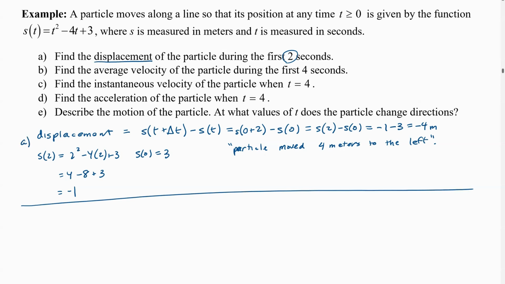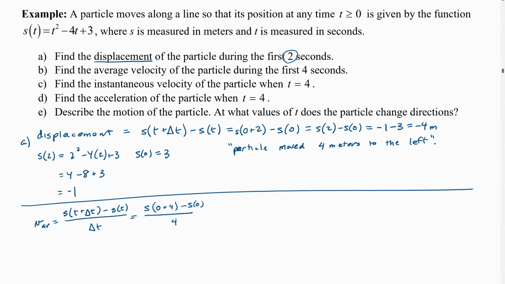What is the average velocity during the first 4 seconds? So average velocity, what was that formula? That was position at some time plus some change, minus position at some time, and this is all divided by delta t. All right. What time are we starting? The first 4 seconds, well, we're starting at time 0. We're moving until we go to 4 seconds. And again, delta t is 4 because we move 4 seconds.